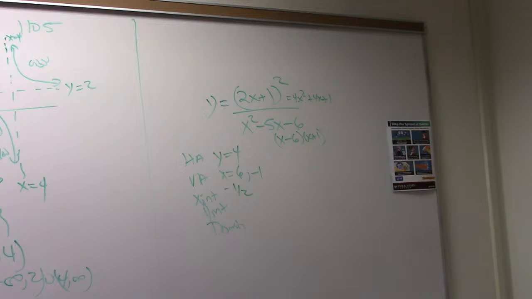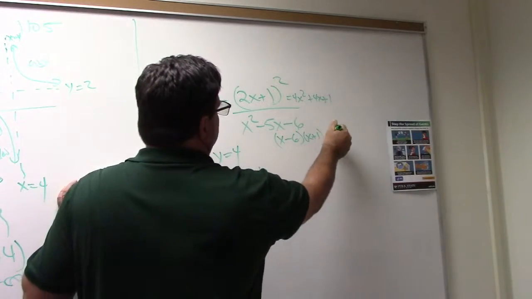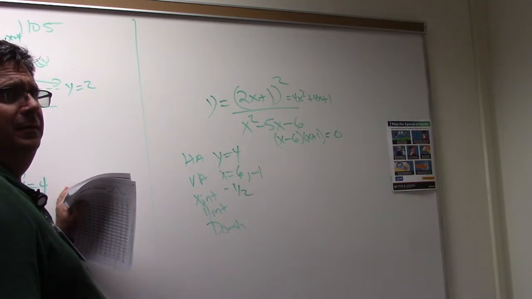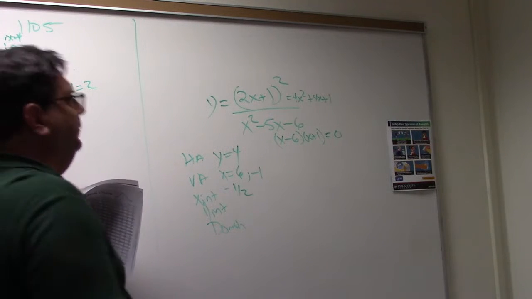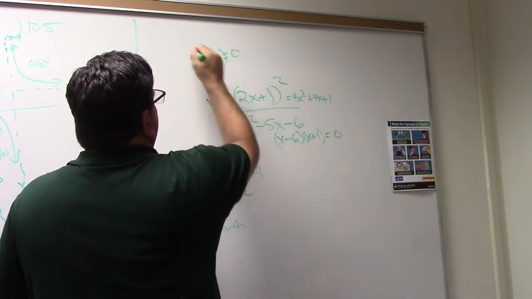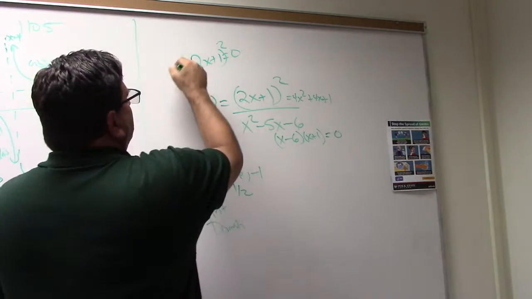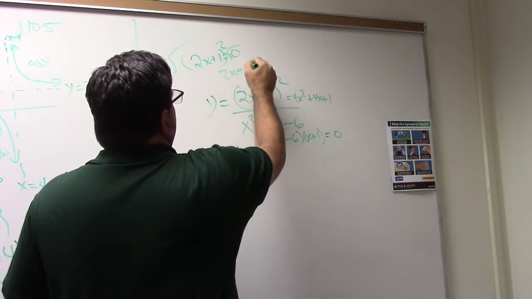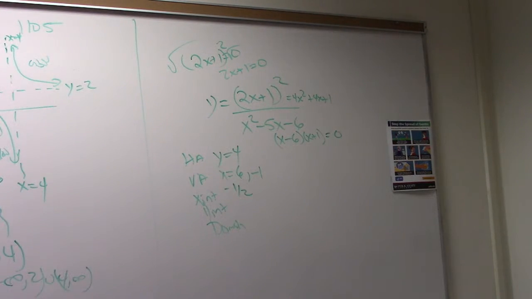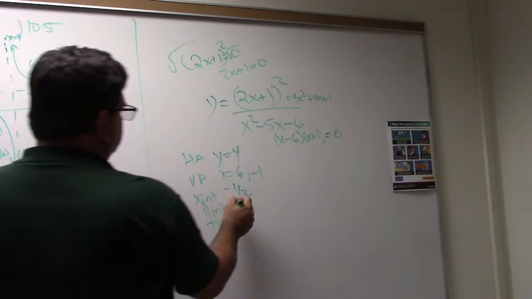Vertical asymptote? Well, you have to factor it. x minus 6, x plus 1. Did you use the quadratic formula? No, not that one. X-intercept: setting this equal to 0, take the square root. 2x plus 1 is equal to 0. Alright. Y-intercept, what'd you get? y equals negative 1 over 6.